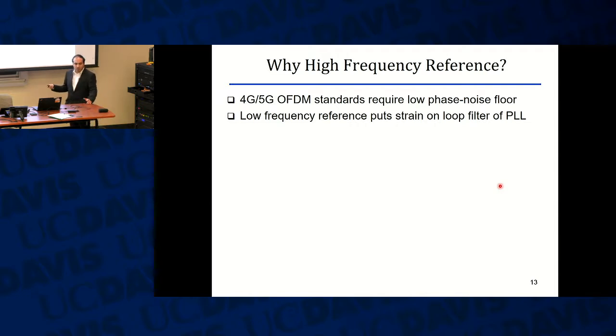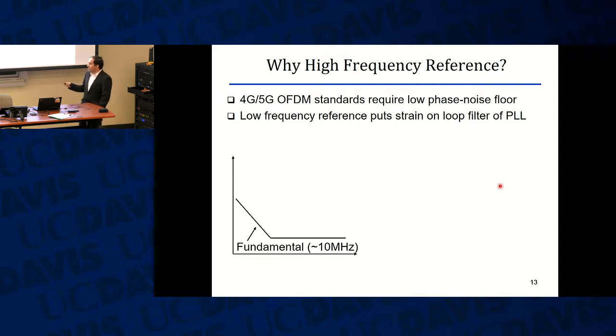Now, why do we need high frequency? Some people say, do the design at low frequency and you probably have an easier time and lower cost. But high frequency is needed because of the 5G and 4G OFDM systems. They have very tight phase noise specs. Let's say you start with a 10 megahertz clock. If you upconvert it to the frequency of interest, which is multi-gigahertz, then this is your upconverted phase noise. This is the degradation you have. But the spec is here.